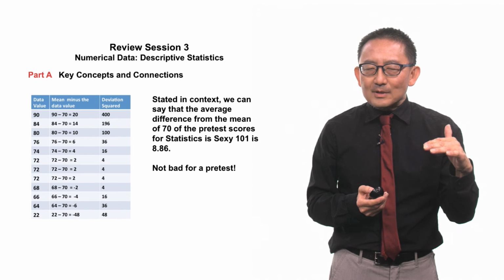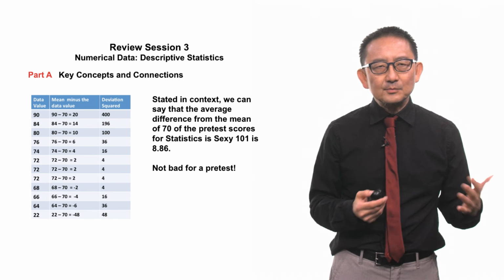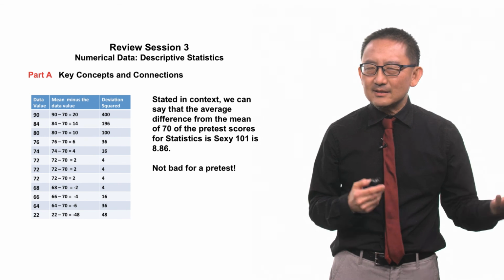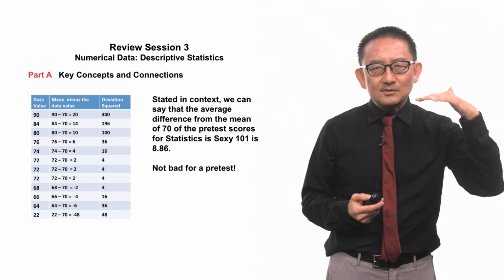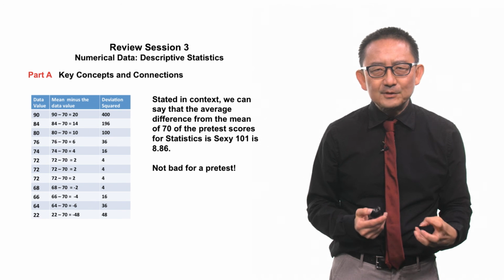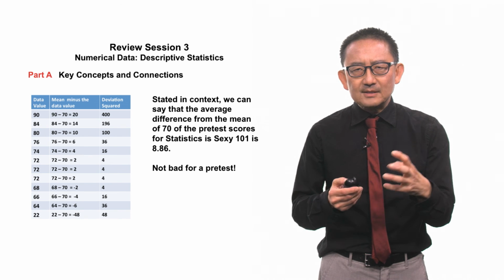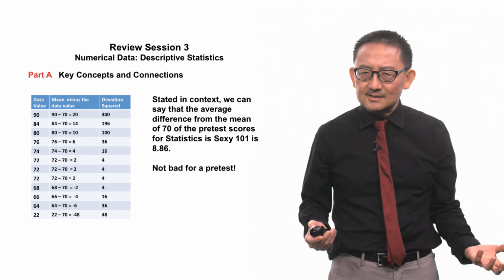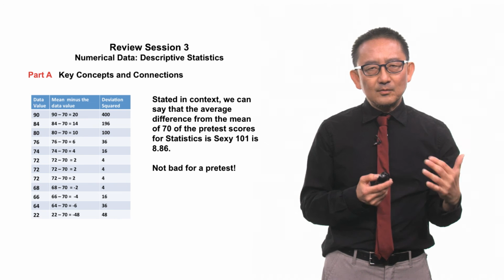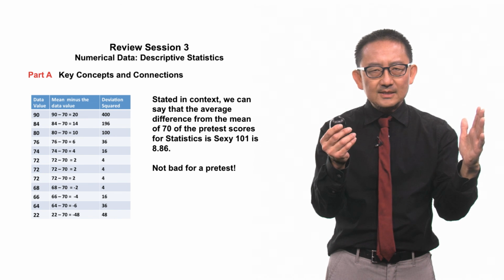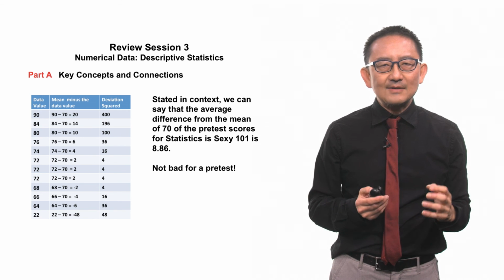It's always important, though, when you have a value to state it within the context of what we're talking about. The other definition was accurate and fine, but what are we talking about here? We're talking about scores on this pretest. So stated in context, we can say that the average difference from the mean of 70 of the pretest scores for Statistics 101 is 8.86. So when you look at it that way, we have a mean of 70 and a standard deviation of 8.86. That gives us a pretty good idea of how the students are doing.